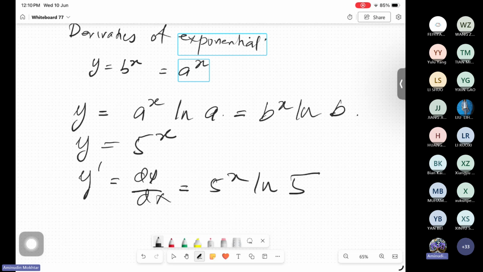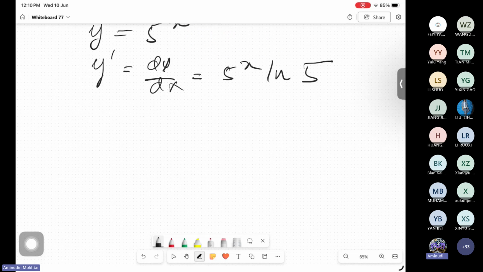Okay, and then let's say the second example, we have this function, y equals e to the power of x. I hope you can imagine the graph for this function. How does the function look, how do you draw this graph? This is a very basic function, e to the power of x.